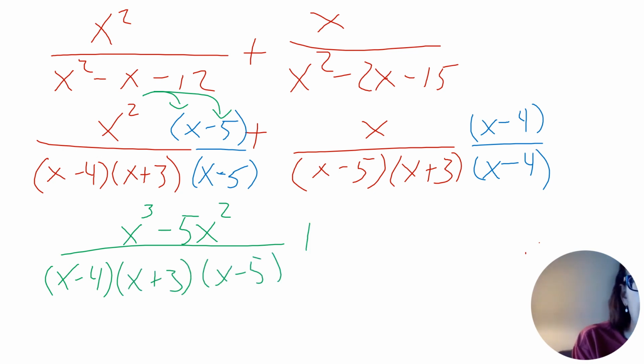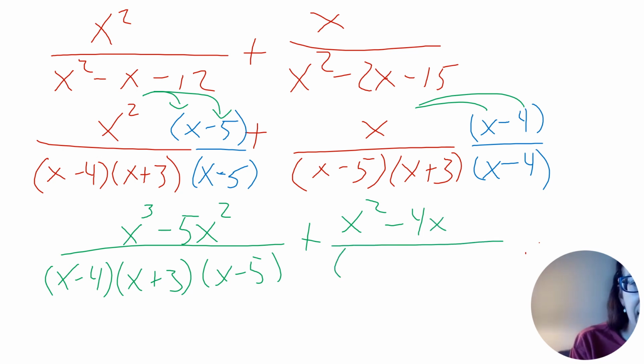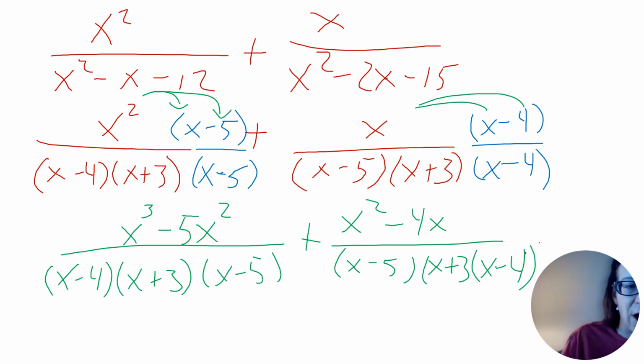And then over here, we've got that distribution going on. So we have x squared minus 4x, and I have the denominator here. And so now I have successfully gotten the common denominator. The common denominator is x minus 4 times x plus 3 times x minus 5. And this is not as bad as they can get.